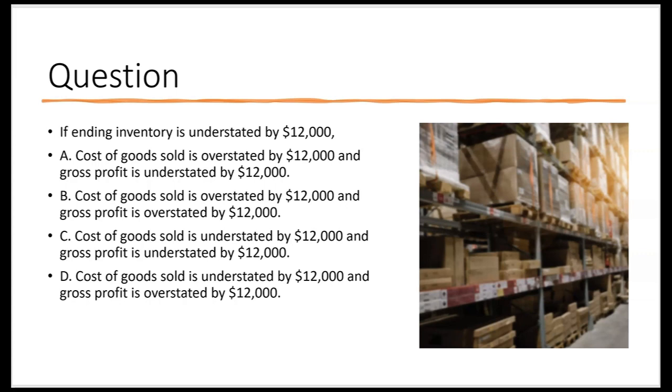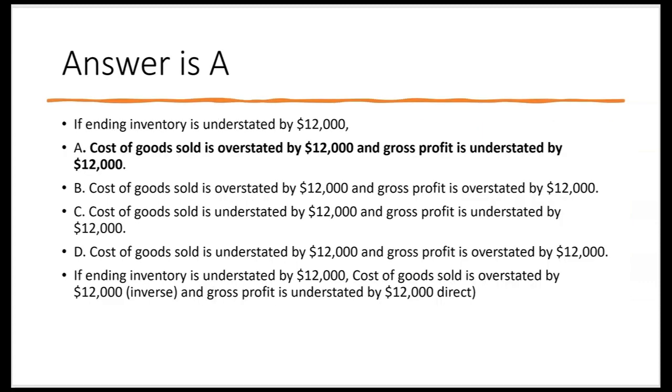A says cost of goods sold is overstated by 12,000. That's right because ending inventory is understated by 12. And gross profit is understated by 12,000. Yes, because ending inventory and gross profit have a direct relationship. So if ending inventory is understated by 12, gross profit's going to be understated by 12. Letter A looks great. B is wrong because even though cost of goods sold is overstated by 12, B says gross profit's overstated. No. Gross profit would go the same way as ending inventory, both understated. So let's go with A.